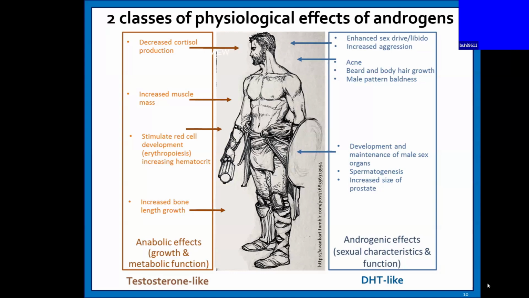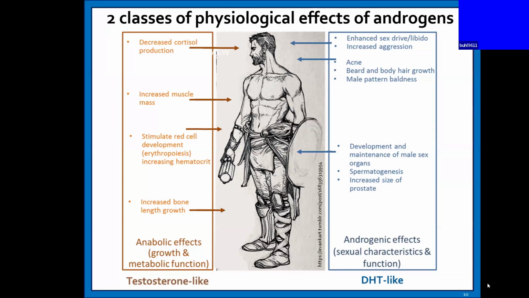Testosterone is going to stimulate red blood cell development. You can have a higher hematocrit, and it increases bone length growth during the time that the long bones are able to grow. So during adolescence and in guys their early 20s. Right after the long bones stop growing, they stop growing. And no amount of testosterone is going to increase height as an adult.